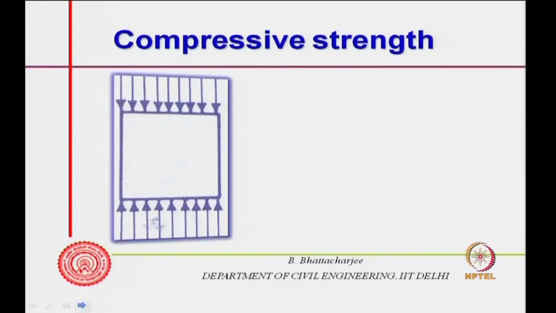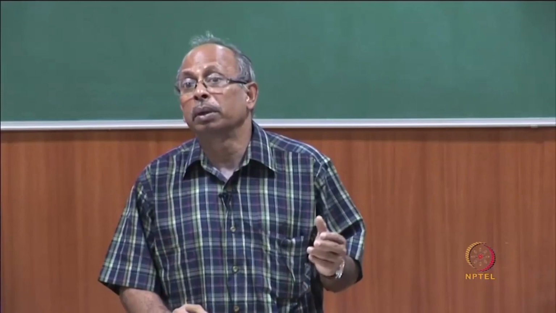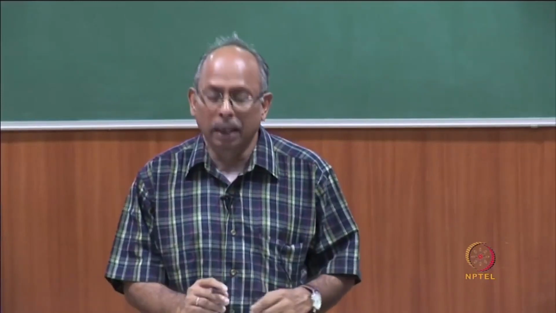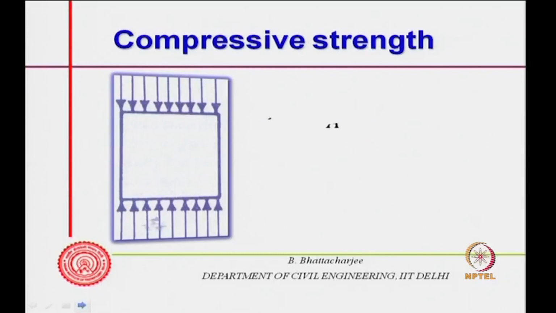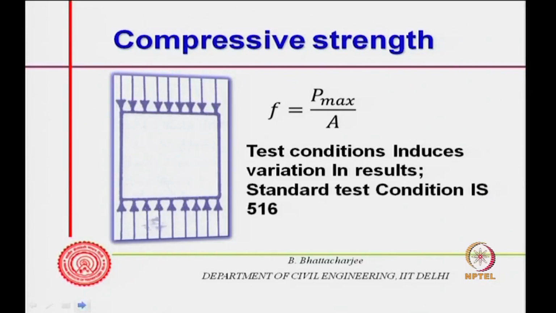So, test for compressive strength: actually what we do, let us take a cube and we apply load from top and bottom in a testing machine, where this load is applied through a hydraulic system, and we can also control the rate of loading, etcetera. So, we apply load like this and we define the strength as P max by A, that is a simple way of doing that, and test condition induces variation in results, that is what we are going to see. Of course, therefore, I must have a standard test condition.